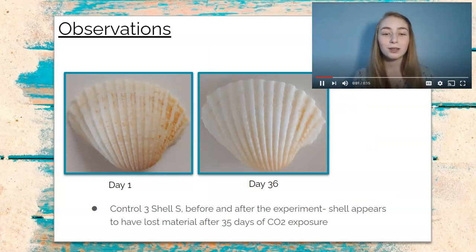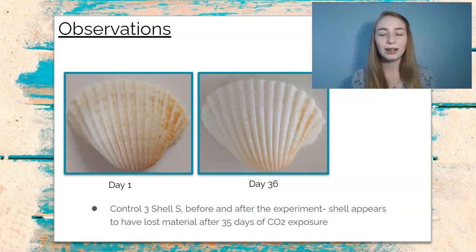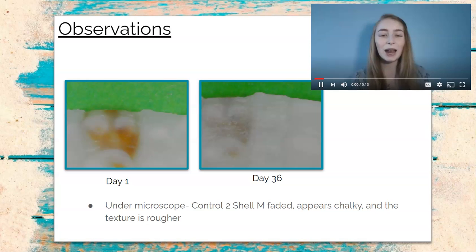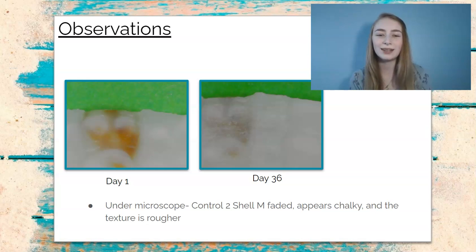The results were also supported by my observations. These 2 pictures are of the same shell in a control group taken before and after the experiment. The shell seems to have lost color and some material. I observed this control group shell under a microscope before and after the experiment. The texture of the shell is rough and chalky after being exposed to carbon dioxide.